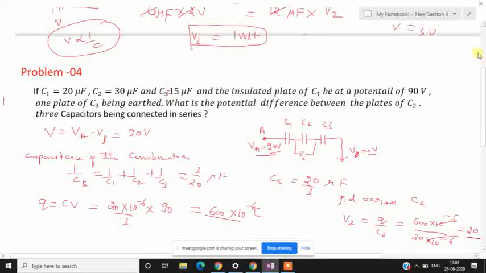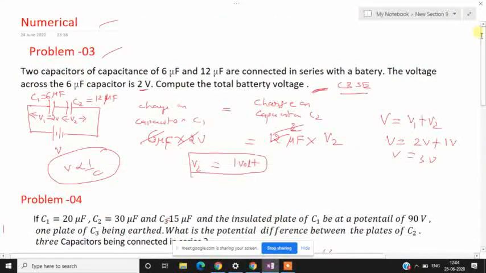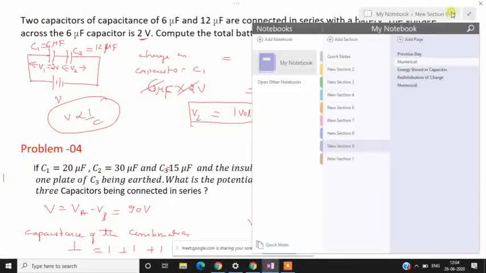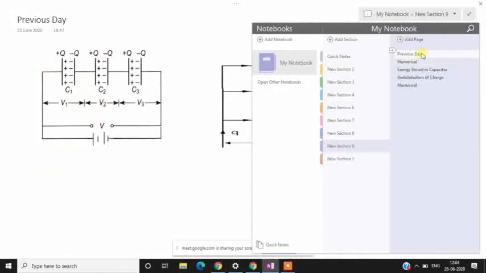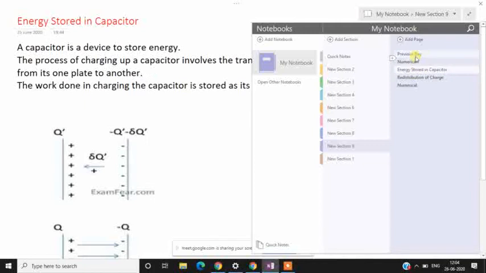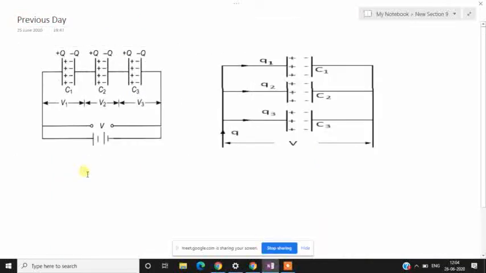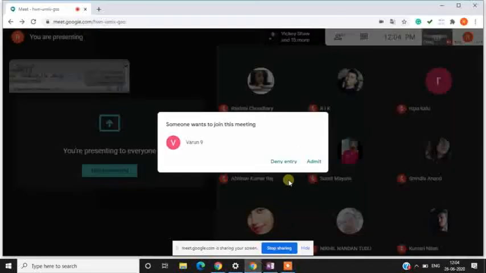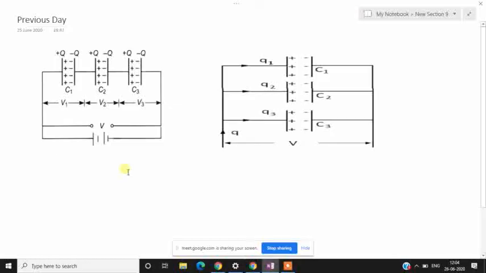Now we solved this yesterday. Let's go for today's topic. Yesterday, simple things just to make you recall: 1 by Cs is equal to 1 by C1 plus 1 by C2 plus 1 by C3, and Cp is equal to C1 plus C2 plus C3. These things we have seen, and the derivations also we have seen.